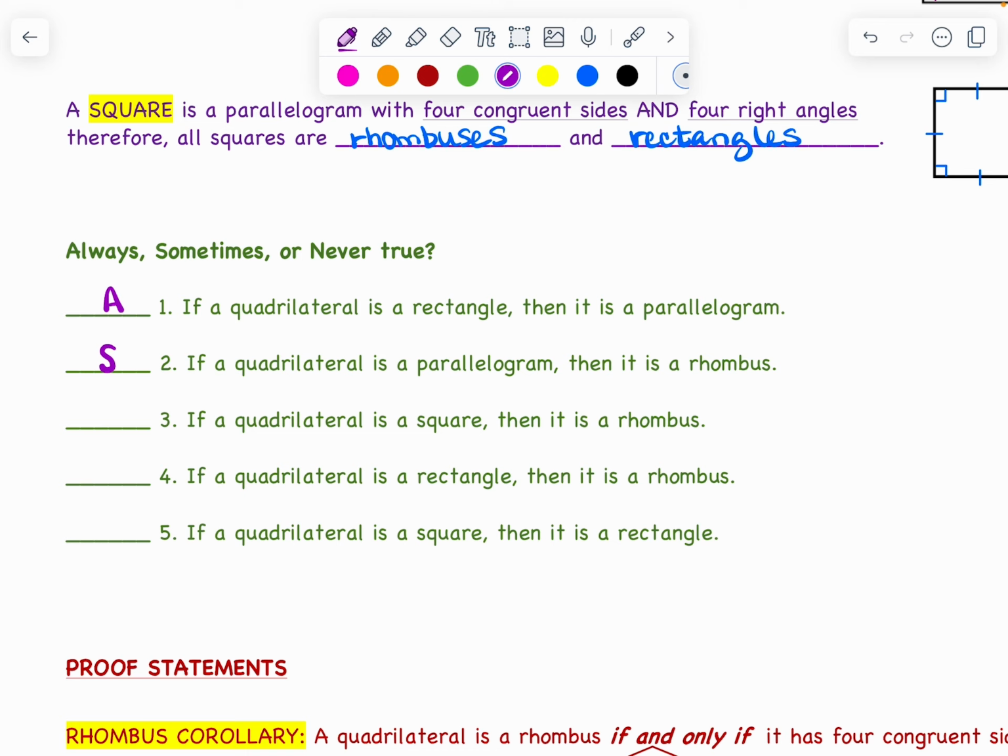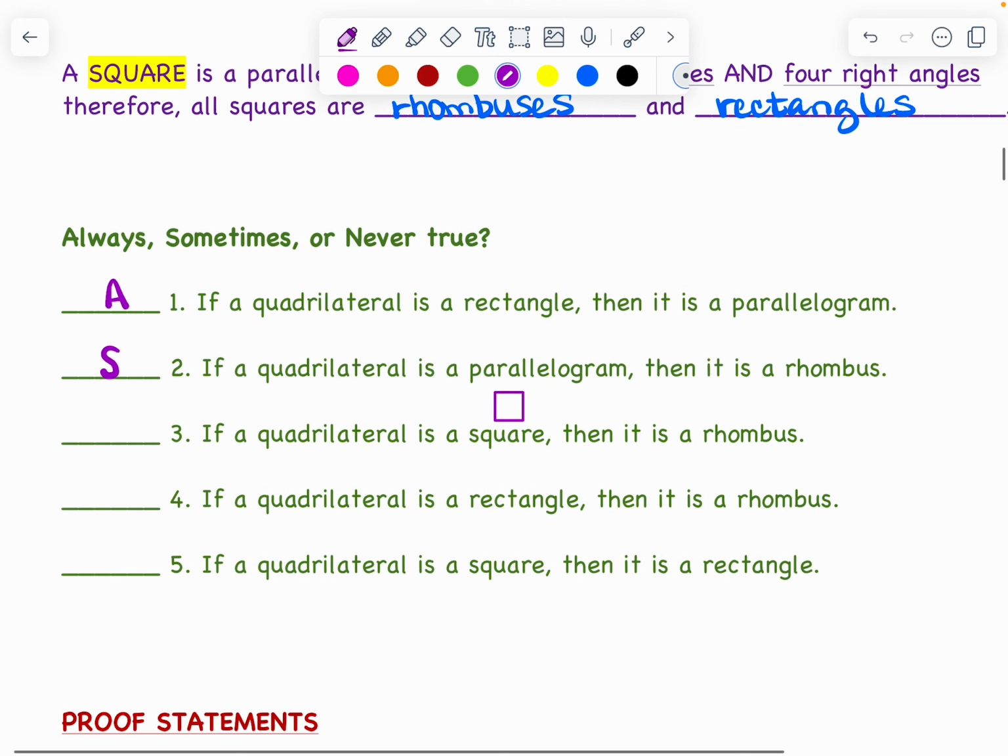All right, number 3, if a quadrilateral is a square, then it is a rhombus. Well, remember, I'm going to draw a picture. If I'm looking at a square, a square is very specific. It has to have 4 congruent sides and 4 right angles. So if I'm looking at a square, am I looking at a rhombus? Yes, because all squares are rhombuses. So this is always true.